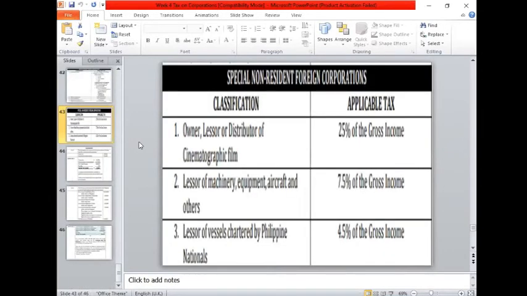And for the special non-resident foreign corporations, what are those special non-resident foreign corporations? So we have the owner, lessor, or distributor of cinematographic film. That is 25% of the gross income. The lessor of the machinery, equipment, aircraft, and others. That is 7.5% of the gross income. And the lessor of the vessels chartered by the Philippine nationals. That is 4.5% of the gross income. So those are the special corporations under the special taxes.